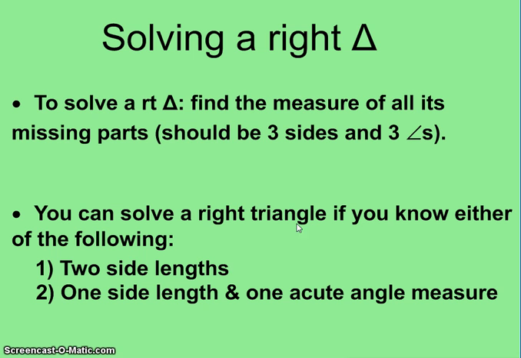Now there are two different types of problems I can give you. We already know it's a right triangle, so I can give you two side lengths, or I can give you one side length and one of the acute angle measures. Automatically you're given a right angle, but then you need an additional either two sides or one side and one acute angle measure.